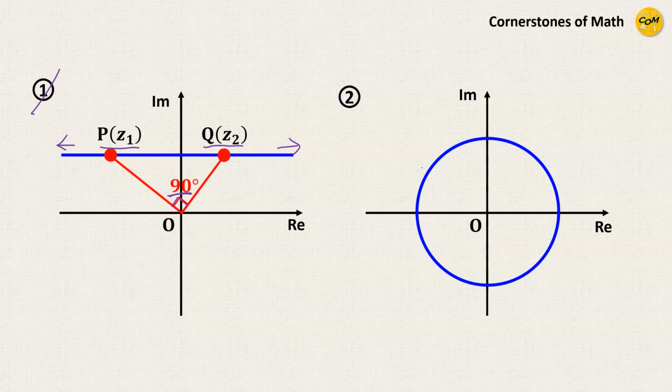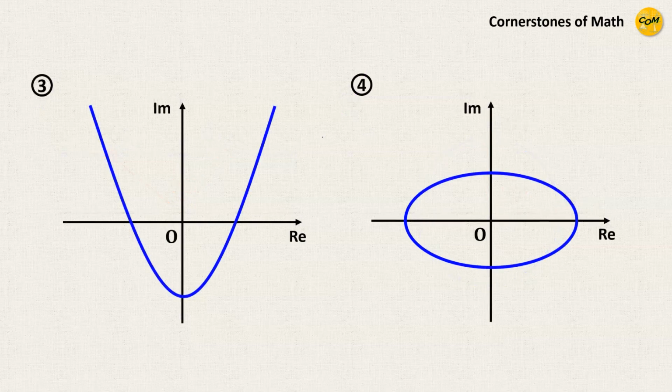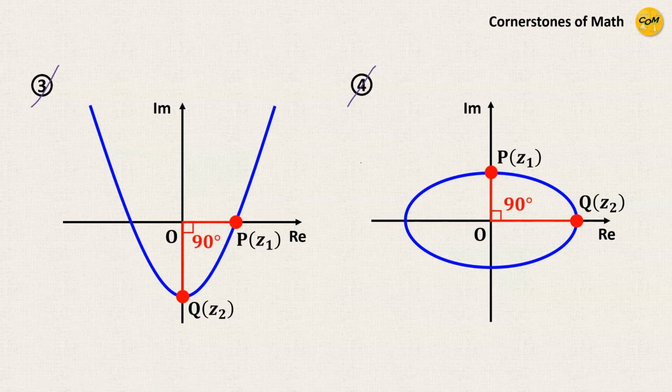And choice 2 is even easier, because we can find the right angle case almost right away. So choice 2 is also not the answer. And choices 3 and 4 shouldn't be difficult either. In choice 3, we have this example of angle POQ being 90 degrees, and in choice 4, we have this example of angle POQ being 90 degrees. So both choices 3 and 4 cannot be the answer.